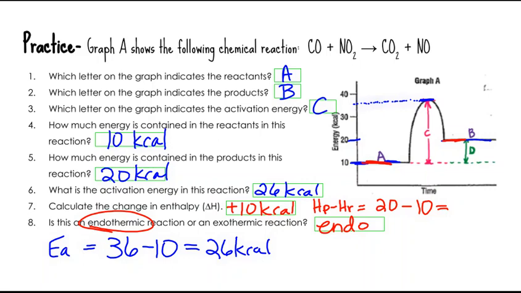Correct. The amount of energy in the products is higher. There's more energy in the products than there is in the beginning with the reactants. That means energy was absorbed into the new bonds. So that one has to be endothermic. Product line higher, endothermic. Product line lower, exothermic.